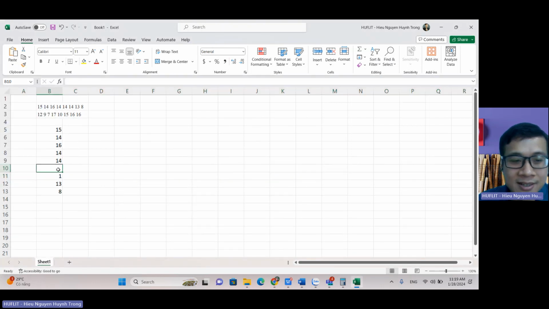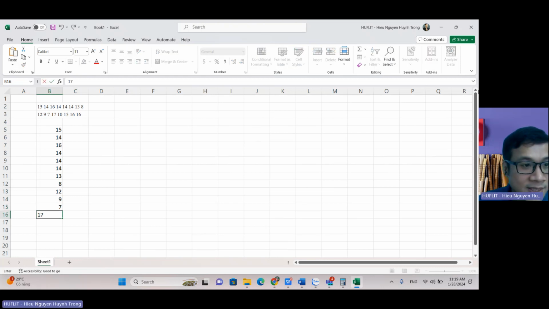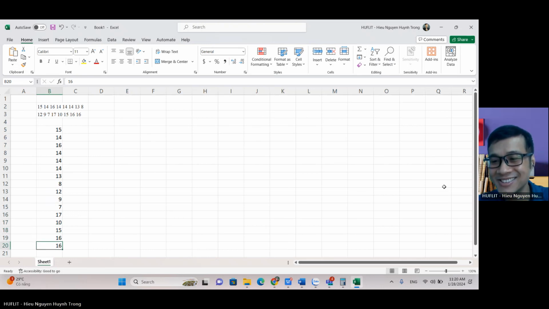I insert another round here. 14, 14, 14, 13, and 8. Sorry, my mistake, just a typo. 1, 2, 3, 4, 5, 6, 7, 8. 8 numbers, good. Now keep going with 12, 9, 7, 17, 10, 15, 16, and 16. Let me double check. 12, 9, 7, 17, 10, 15, 16, and 16. Wow, that's so good.